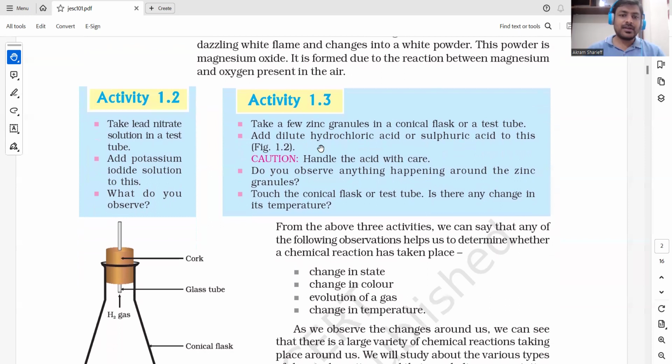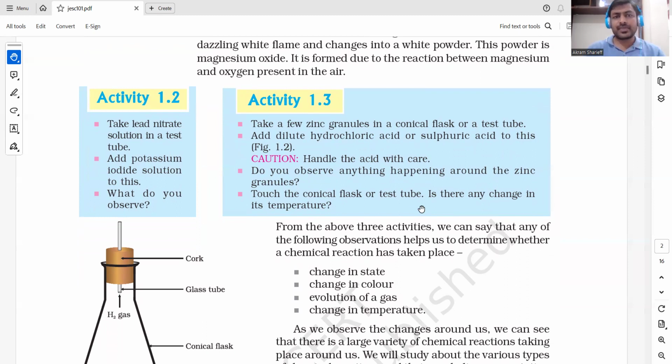Second activity. Take lead nitrate solution in a test tube. Add potassium iodide. Lead nitrate plus potassium iodide, Pb(NO3)2 plus KI. You will see it is a double displacement reaction. Lead iodide and potassium nitrate are formed.